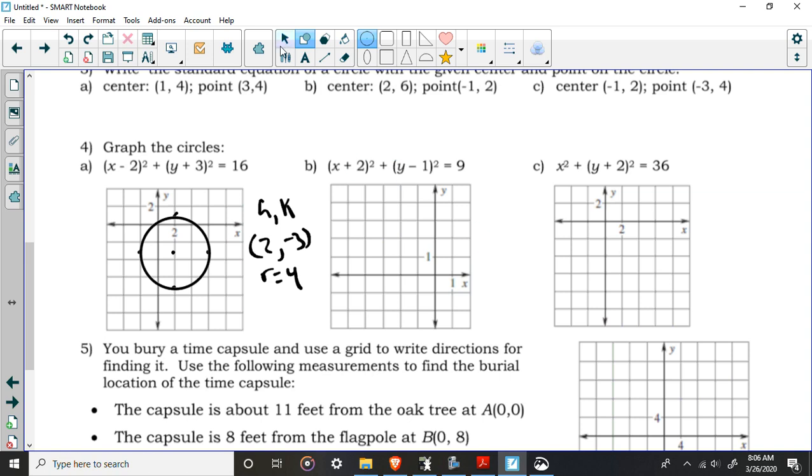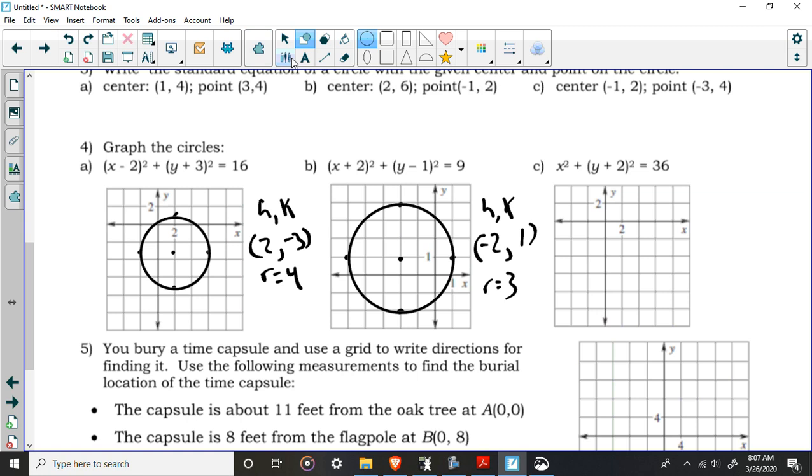Again, for this one, for B, then H, K, the center, is going to be located at, flip the sign, -2, +1, right? And your radius is equal to the square root of 9, which is going to be 3. So -1, -2, 1. Again, 1, 2, 3 in each direction. Scribble out your circle. Okay.